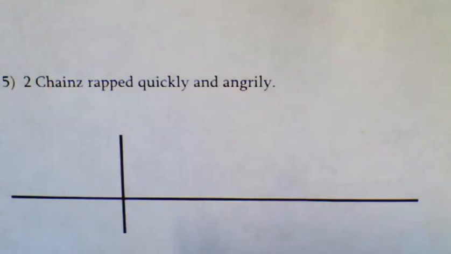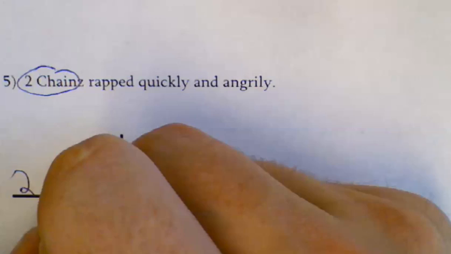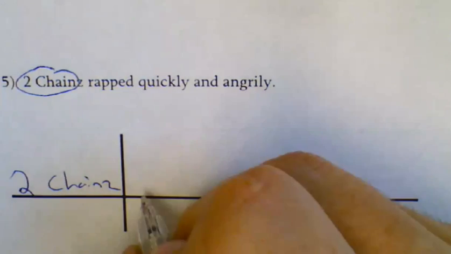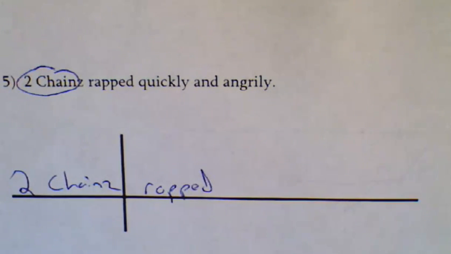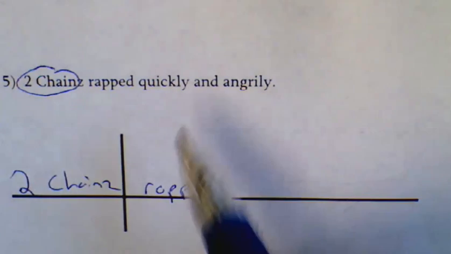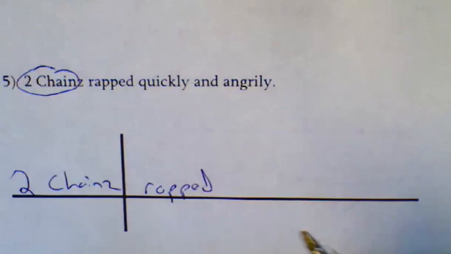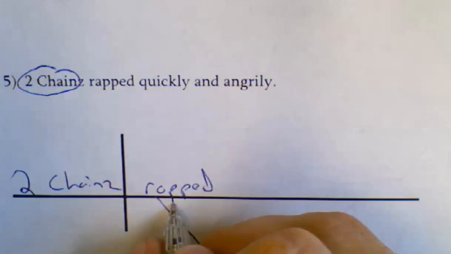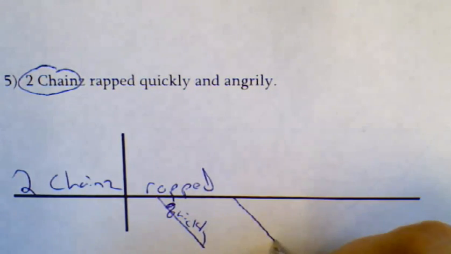So, 2 Chainz is obviously our subject. We'll go ahead and write that on the line. Rapped is our action verb. Now, quickly and angrily are both modifying rapped. We know words that end in LY are adverbs, so that's one indicator. And we also know it's modifying how he rapped. So I'm going to go ahead and put those on the lines, quickly and also angrily.